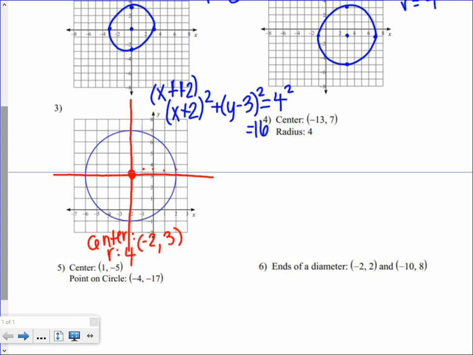So that's up to you. Whichever you prefer is fine. On number 4, they don't give us a graph, but they tell us the center and the radius. So we're just going to apply our formula. Take a second and see, can you write the equation correctly?